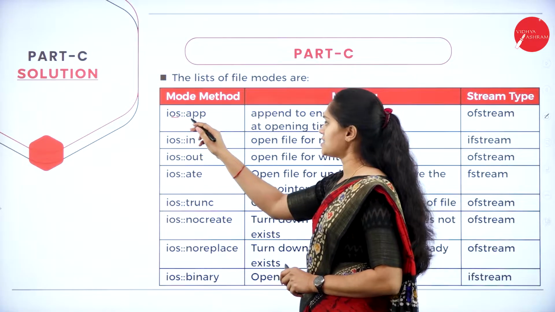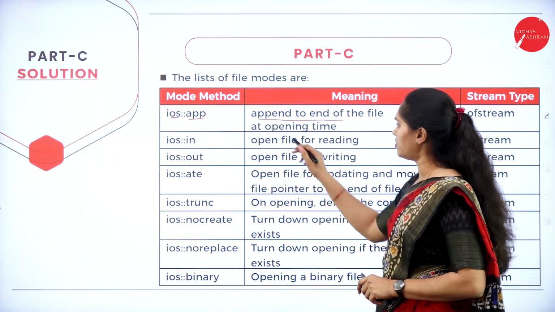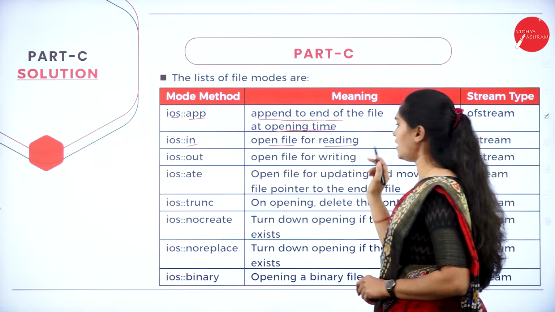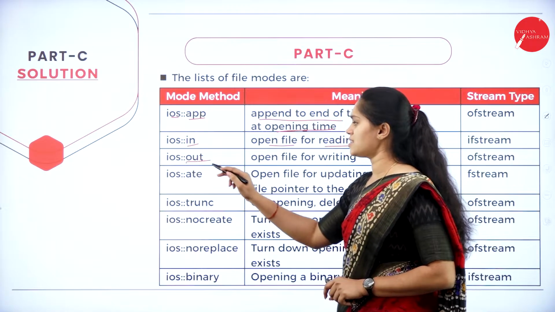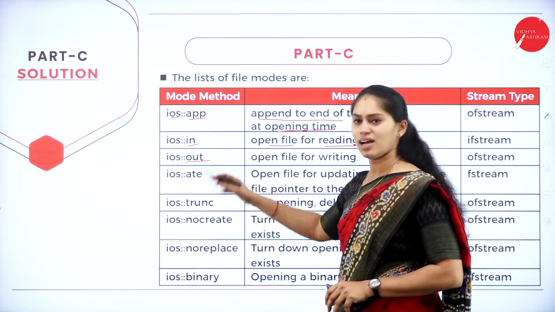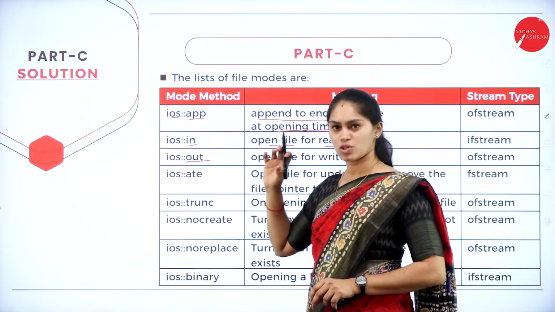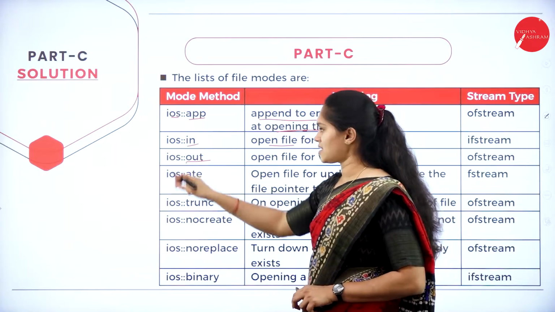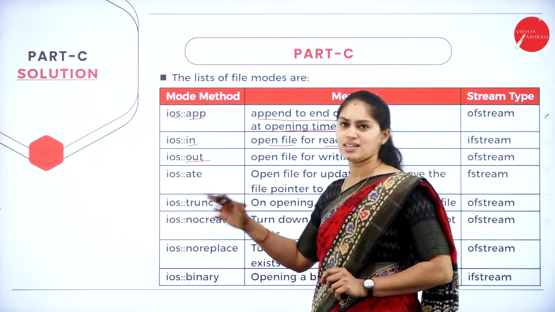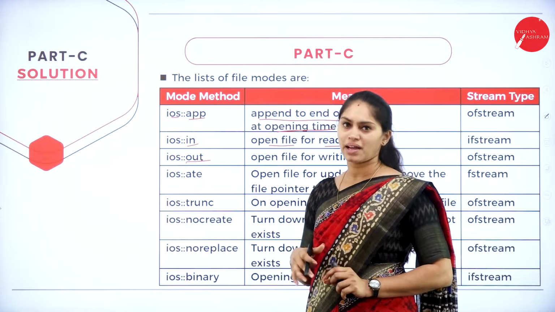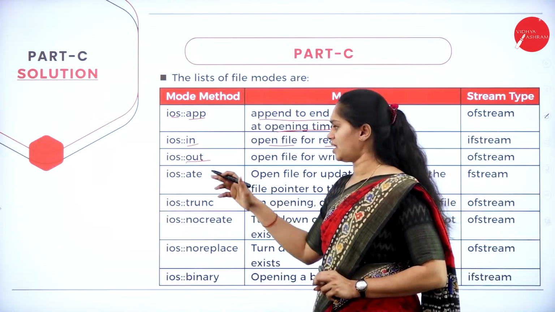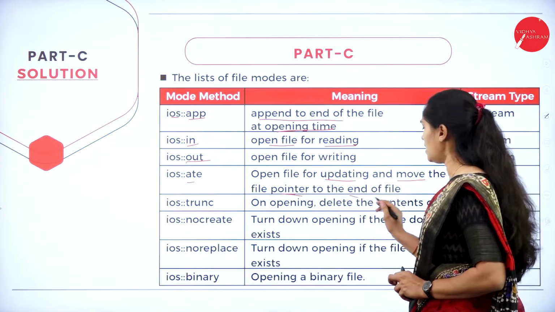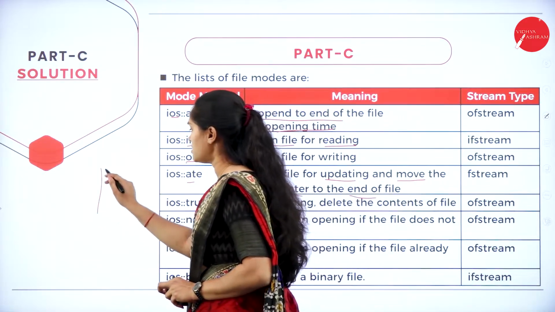Here ios::app, that is append to the end of a file at the opening time. Then we have ios::in, which is open file for reading only, and here ios::out. Remember, all these are members here because we have the scope resolution operator. We are defining the member outside the class definition. These ios are the class. So we are sending this as a parameter. Within that parameter, I can have either app, in, out, ate, that is open file for updating and move the file pointer to the end of a file. For example, you consider this as a file.